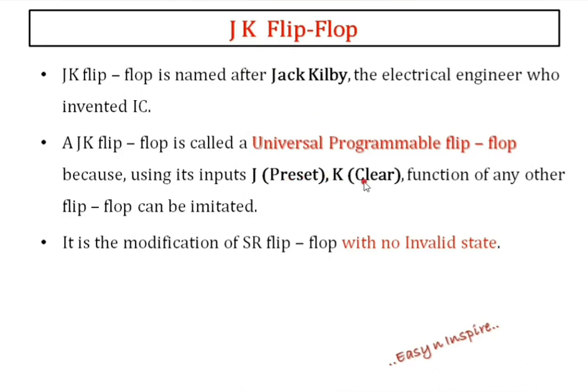In the SR flip-flop, S is set, R is reset. Here S is nothing but J, R is nothing but K. You need to understand very carefully. S is nothing but preset or J, R is nothing but K or clear. So it is the same as the SR flip-flop, but the names are different. It is the modified version of the SR flip-flop with no invalid state. We are making it valid.